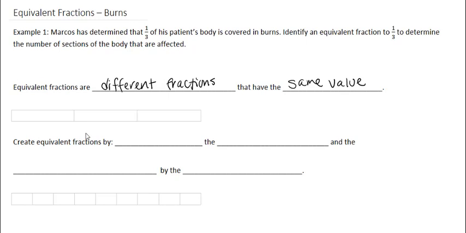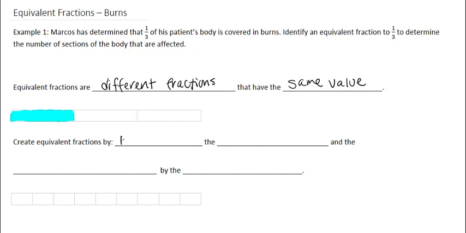So right here we have 3 blocks that are all together to represent a whole unit. So each is divided into 1/3. And so we're going to kind of just color in 1/3. So one of the blocks of the 3, to show that this represents 1/3 of the patient's body covered in burns.